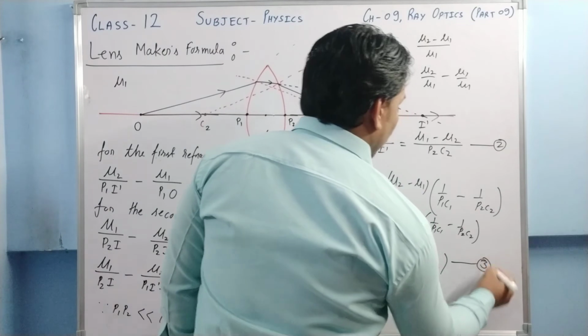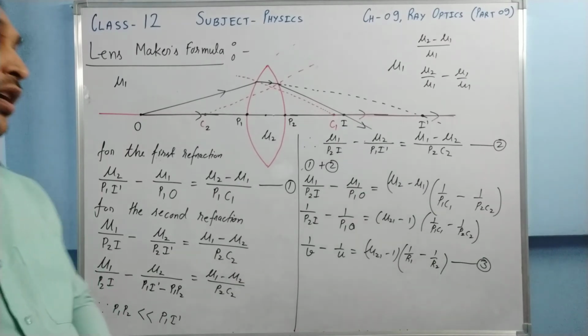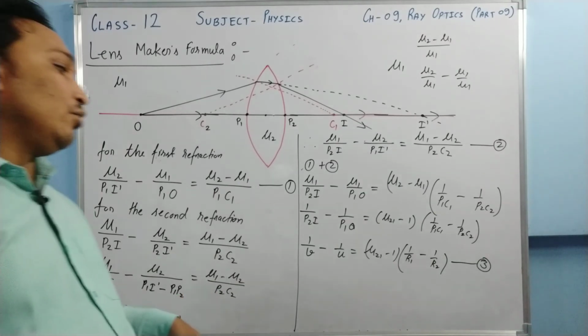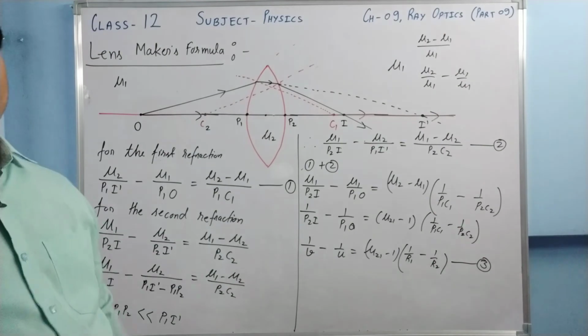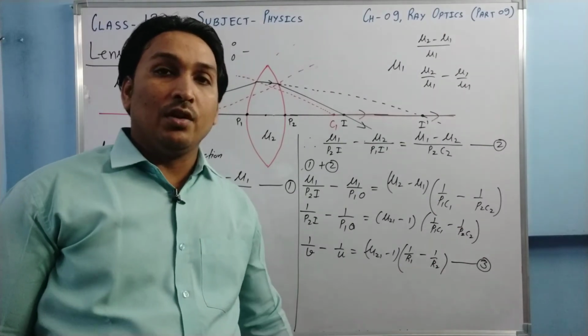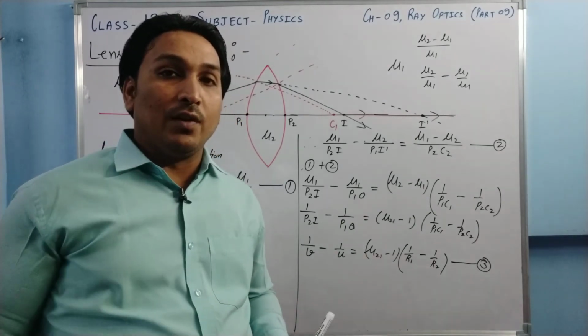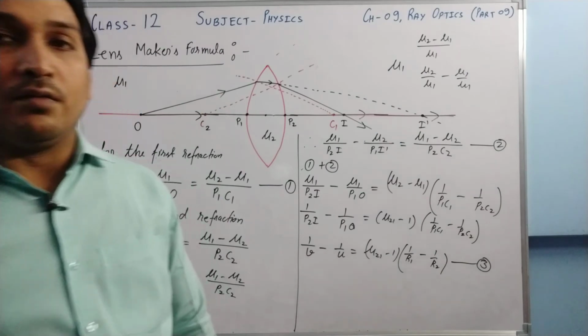Now one confusion can be there. Why have I not used the sign convention? Because if I use the sign convention, it is going to be proved for this particular lens only. So I am not going to use the sign convention now, and when we put the formula for different kinds of lenses, then I will be putting it with sign convention.